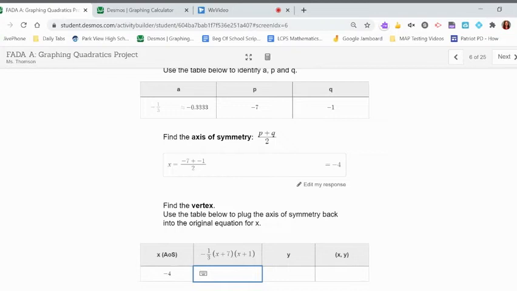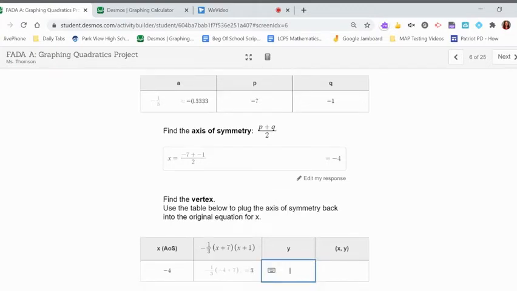And then I'm going to substitute it in. Anytime I see an x, I'm going to put a negative 4. Negative 1/3, parentheses, negative 4 plus 7, negative 4 plus 1. If you hit tab or enter, it will tell you the answer is 3. So that's my y. My x, y is negative 4, 3. And you can check that, okay?